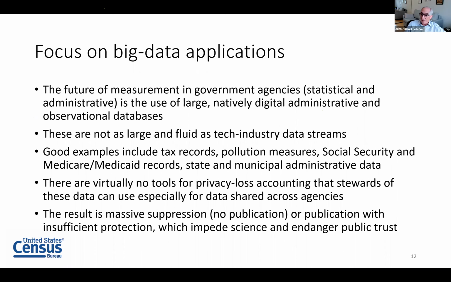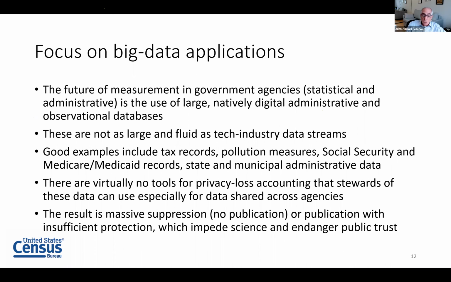They are generated by the process of enforcing most of the laws that the federal and state governments in the United States have put in place. Good examples include tax records, pollution measures, Social Security, Medicare, Medicaid records, state and municipal administrative data. Those are the fodder that will increasingly feed statistical and administrative statistical uses. They're the fodder that the Evidence Act anticipated and attempted to enable.